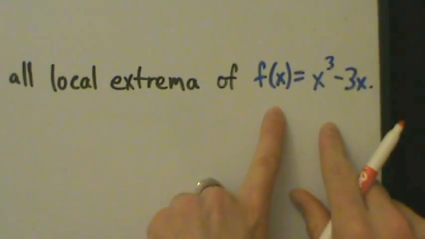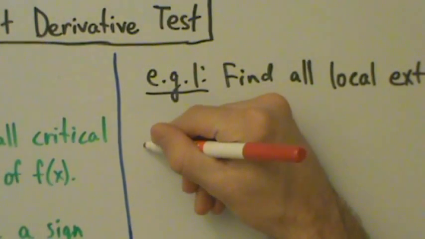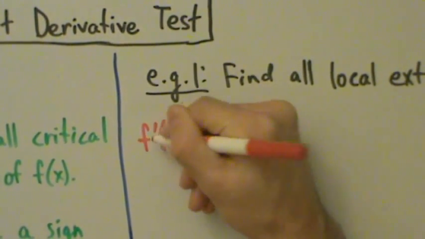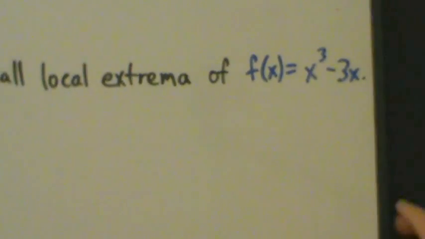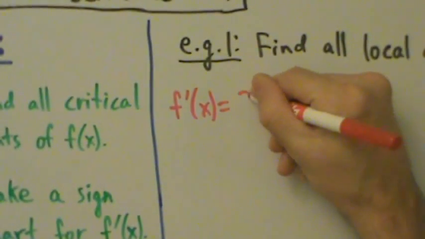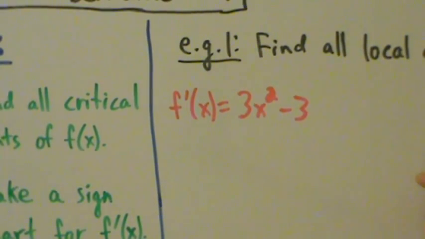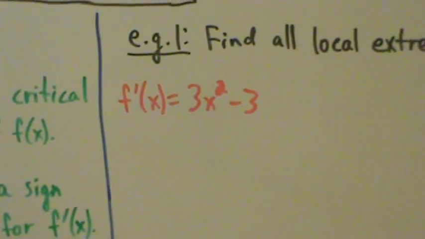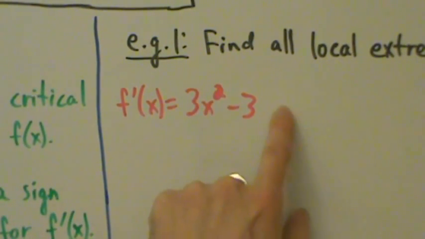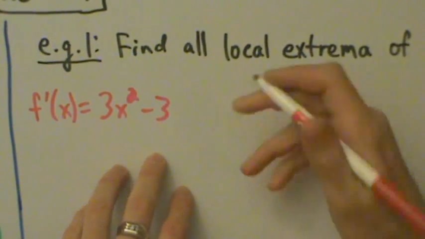Okay, so if f of x is x cubed minus 3x, then what's f prime of x going to be? Just from the power rule, f prime of x is going to be 3x squared minus 3. Okay, so that's our derivative. Now, step 1 says find all the critical points. So we take this derivative and we have to find where the derivative is 0 and where the derivative is undefined. First we want to find, all right, where's the derivative 0?